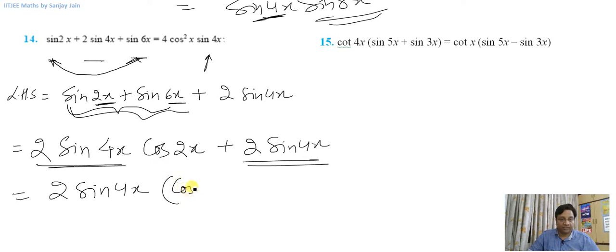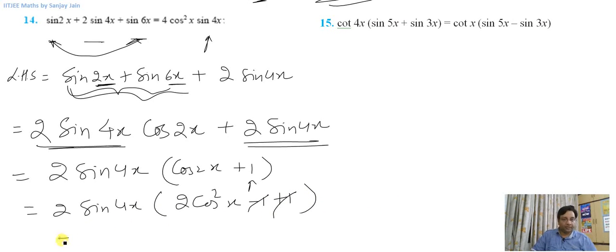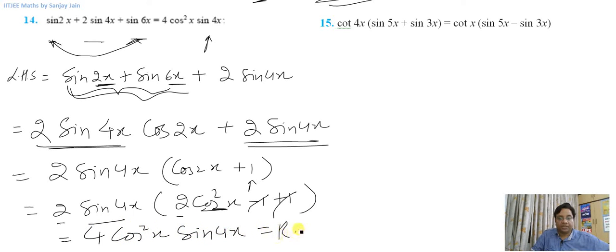and the rest of the terms can be written like this: cos 2x plus 1, and this is 2 sine 4x. Cos 2x can be written as 2 cos square x minus 1, and then this plus 1 is there, so this will get cancelled. Now if you see, you have got the desired right hand side, which is 2 into 2, that is 4, and then cos square x, and then this sine 4x, which is my right hand side.